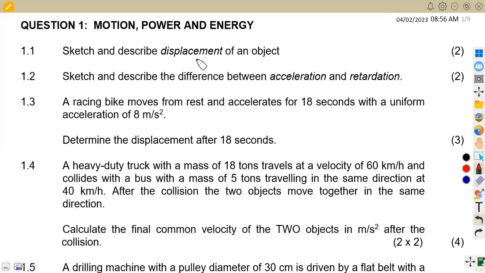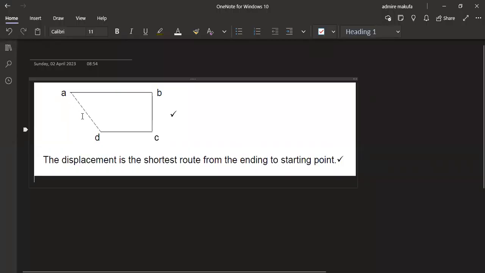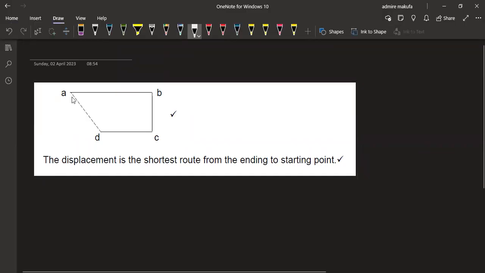So take note here, the displacement of an object. I just want you to see how we can actually sketch this. This is what we are having from A, B, C, D. Then our displacement is this distance from the point A to the point D. So we are referring to this path here. This is the displacement, which simply means displacement is the shortest route from the ending to the starting point.